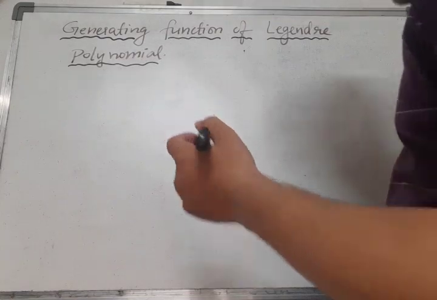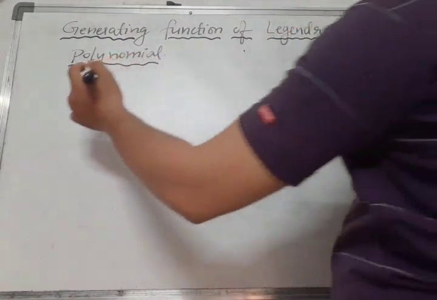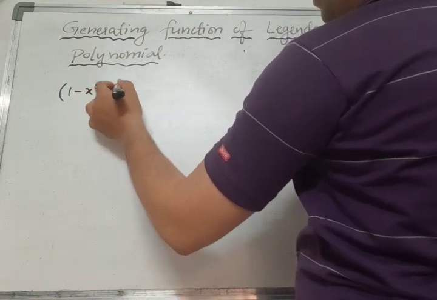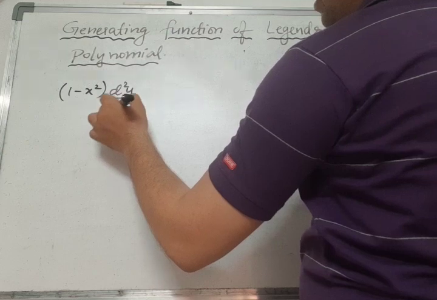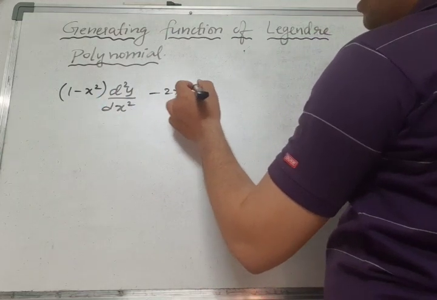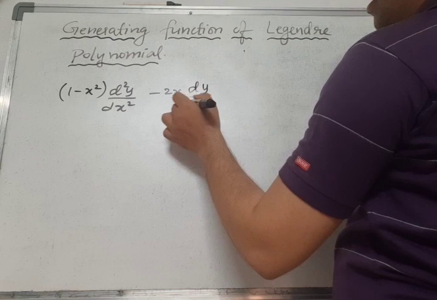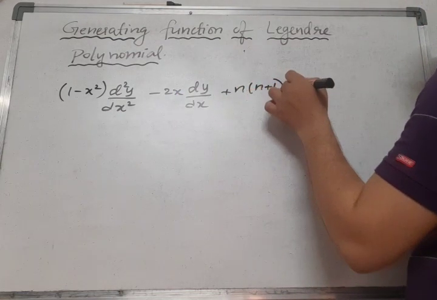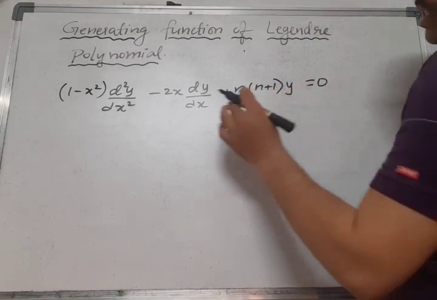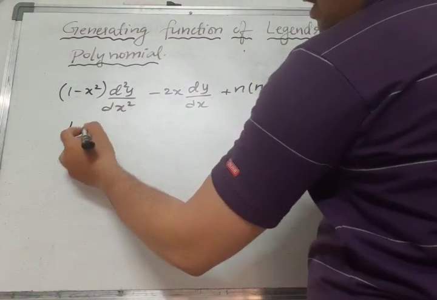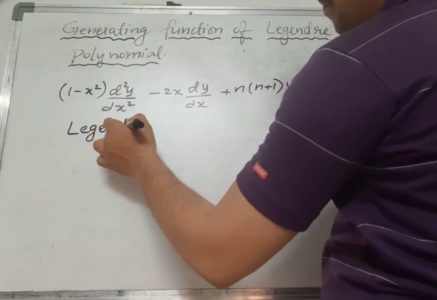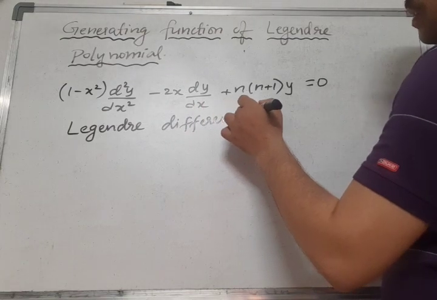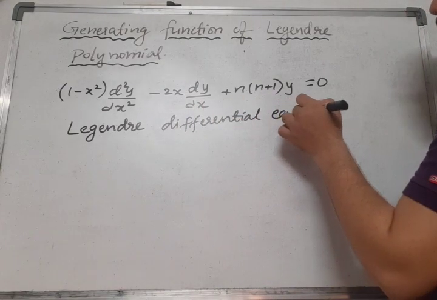So in this, first of all, what is the Legendre differential equation? 1 minus x square d square y by dx square minus 2x dy by dx plus n into n plus 1 into y is equal to 0. This is called as Legendre differential equation.